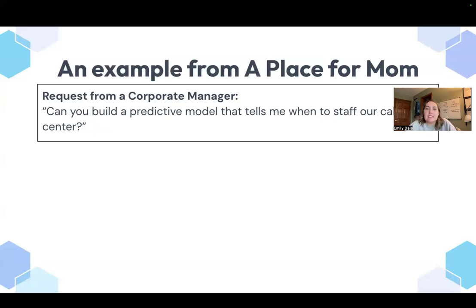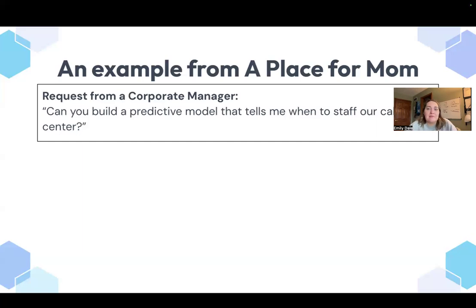And they came to me and said, I want a predictive model that tells me when to staff our call center. And my first thought was, absolutely not. That sounds really difficult. Anytime someone says modeling for staffing, that can be really, really tough. So I'm always going to ask questions anyway.